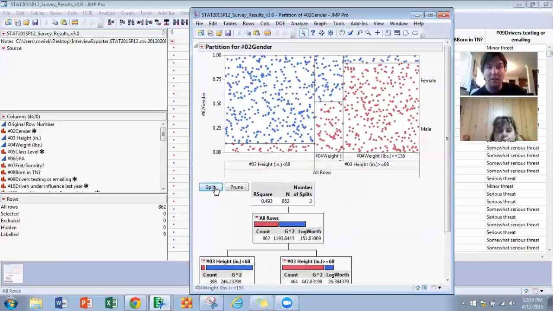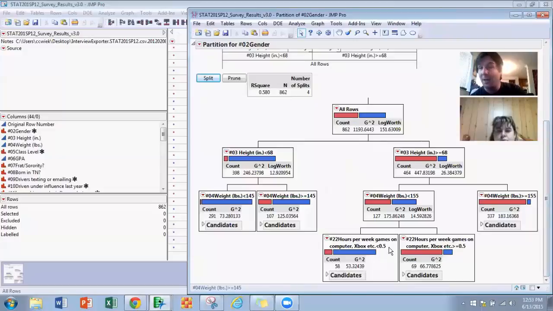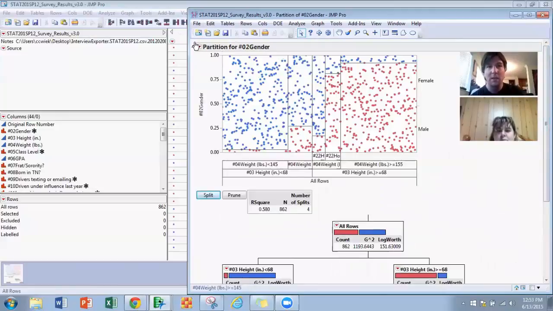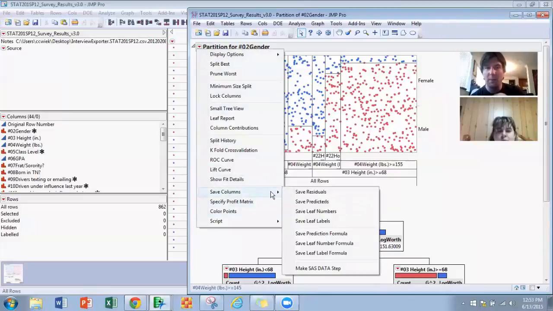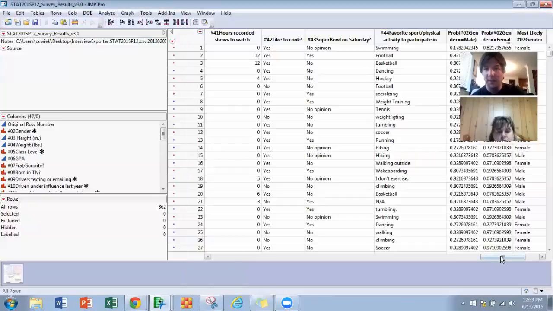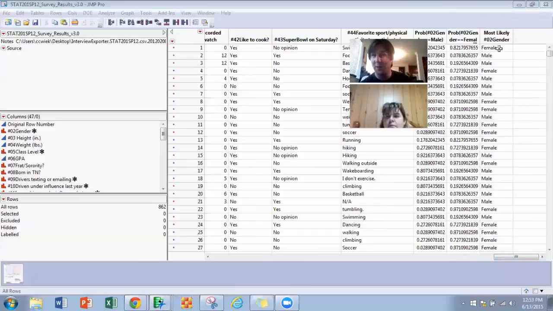And you keep splitting up the data. Height and weight are big factors in if someone's male or female, how many hours of video games they play. Amazing topics like R squared, which is percent of variation explained in Y by the variables of X. So a lot can be garnered from this, and we can create statistical models, and we can even do things like save the predictions from this model. So the power of JMP is amazing because I can go here to save predicted formula, and it will actually predict for me, as you see over here on the side, whether the person is male or female.